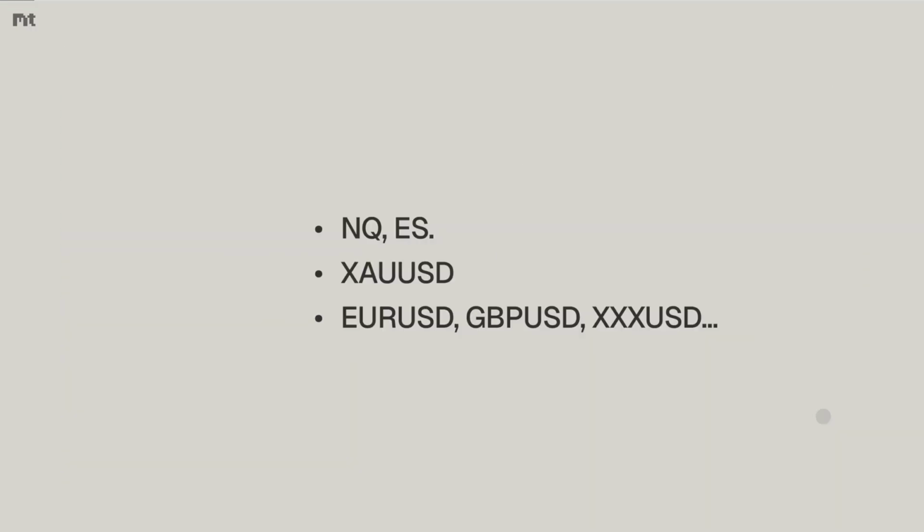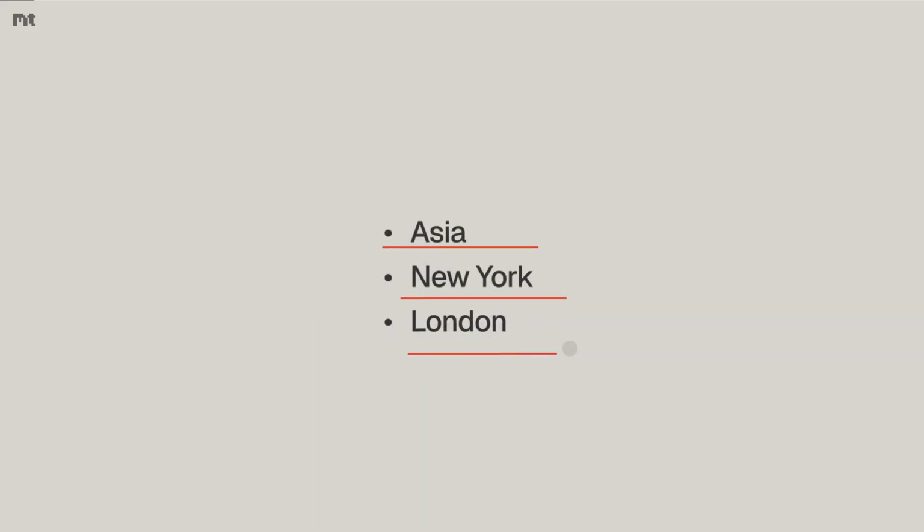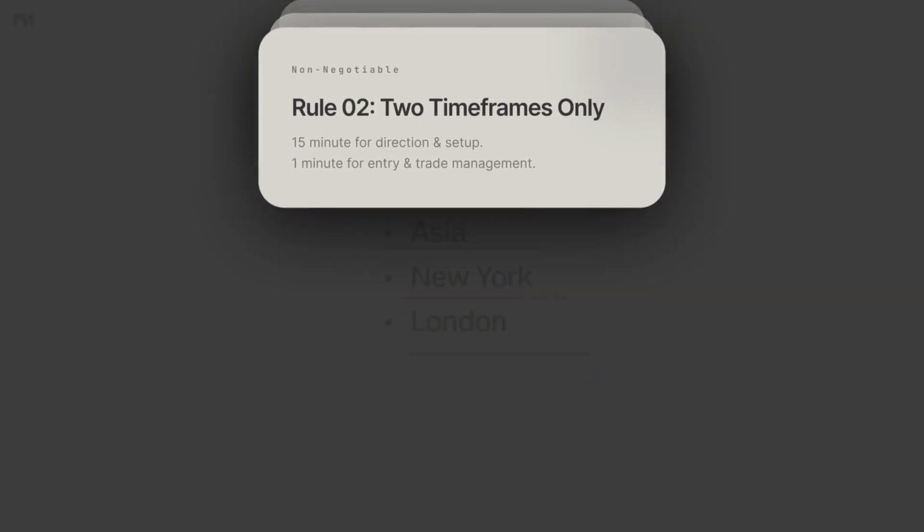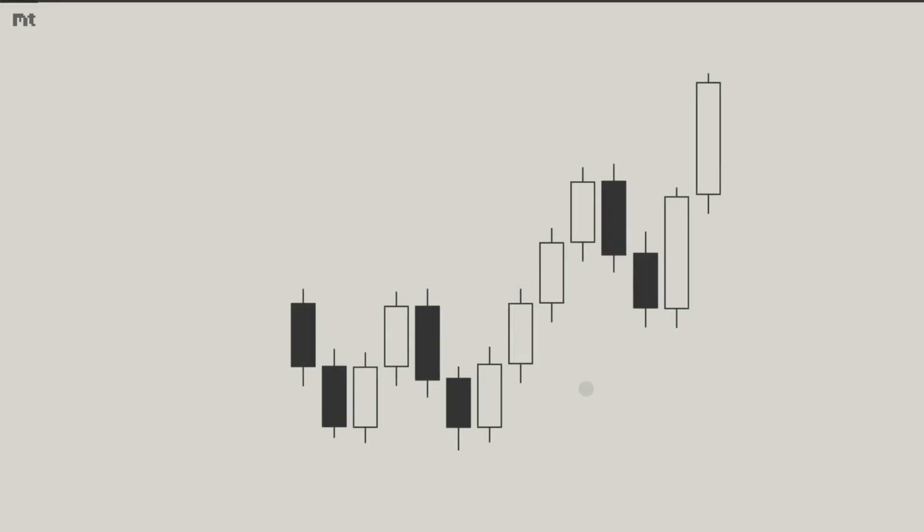Now this setup works on every market and any time of the day. That means you can use it on NASDAQ or S&P 500. You can use it also with gold, euro dollar, pound dollar, and all of the other forex pairs that start with a USD. And you can also try it with the cross pairs. And also it works on Asia, New York, and London, meaning that you can take this trade any time of the day, and we'll be using the 15-minute time frame as the main time frame, and then the 1-minute time frame for the execution.